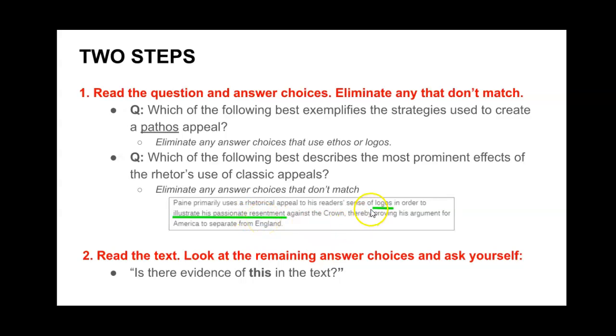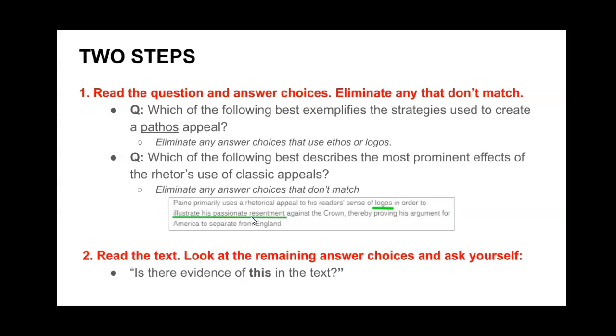Okay, so let's think about that. Logos to show passionate resentment, that he really hates these people. Those 2 things don't match. If you're showing passionate resentment, that would be pathos, not logos. So immediately this answer choice cannot be correct because logos is not showing emotion. So if you look at the answer choices, you can get rid of some answer choices just by using literally your own logic in thinking about the answer choices.